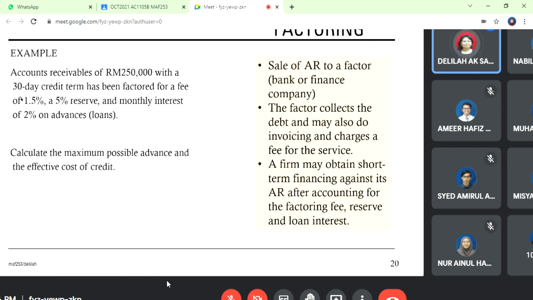So how to do the calculation for this one? Okay, so if you factor your accounts receivable, let's assume the accounts receivable is 250,000 ringgit again, with a 30-day credit term. The fee charged is 1.5%. Then you have what we call the reserve, later I will explain. And then the monthly interest on the loan is 2%. So calculate the maximum possible advance and the effective cost of credit.